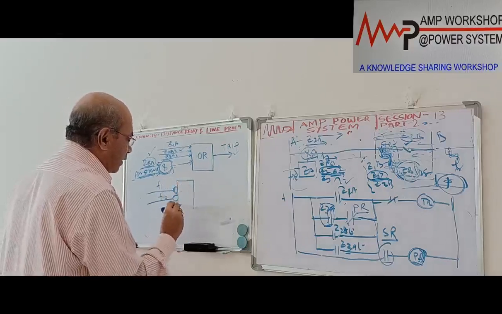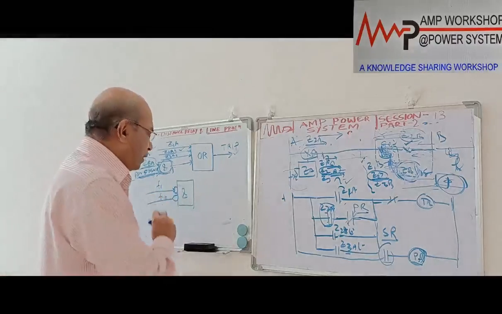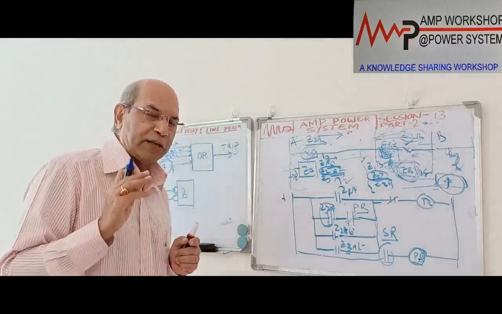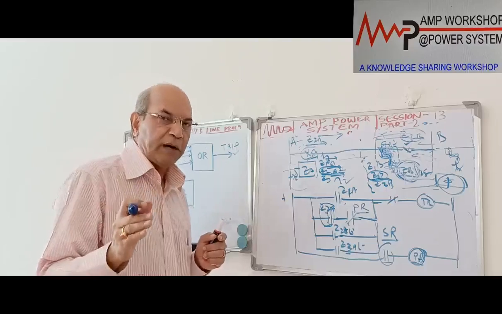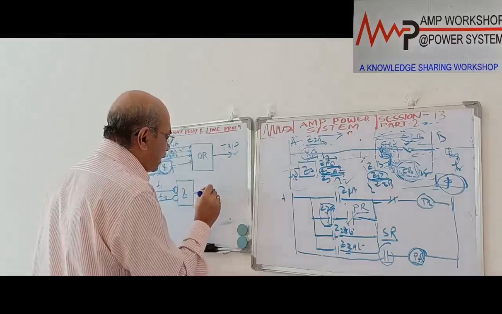Suppose this is an AND gate. If both frequencies are off, what is the problem? None of the frequencies are coming, which means we have to understand immediately that either the transmitter, receiver, or channel has failed or short-circuited. In that case, what will we do? We energize a timer.